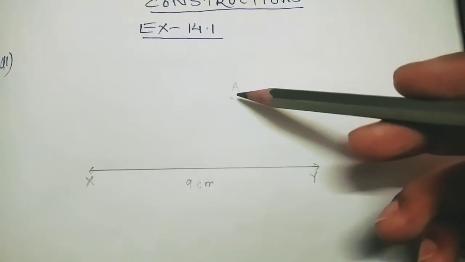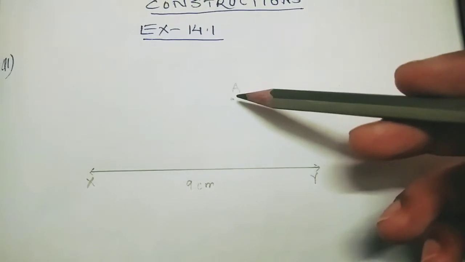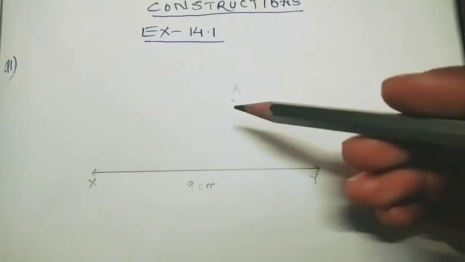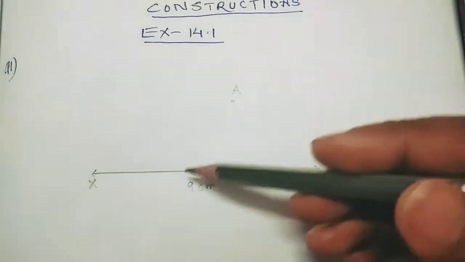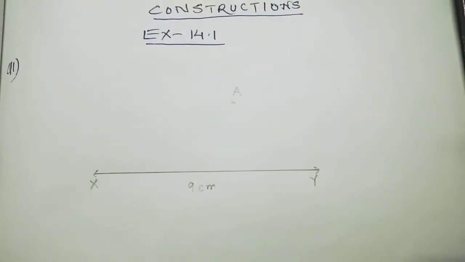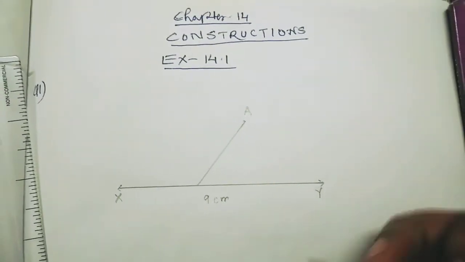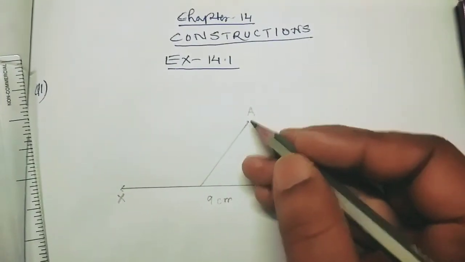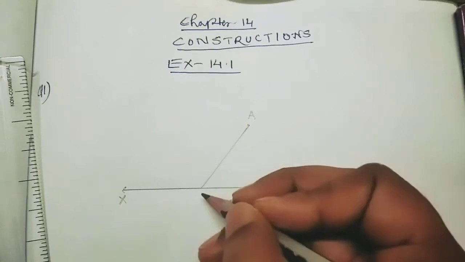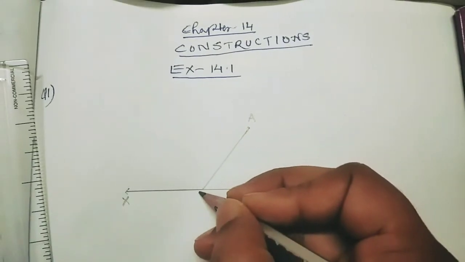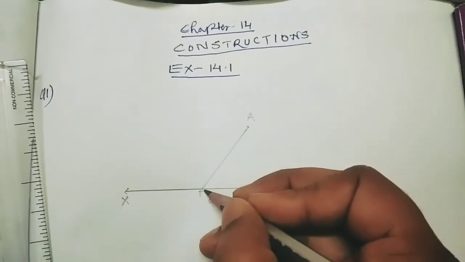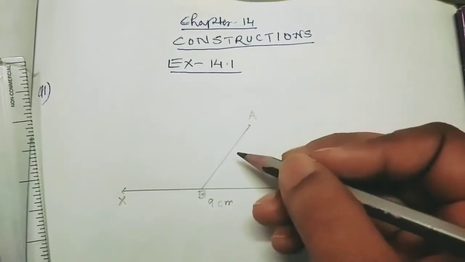So from here I will draw one line. I will join A to anywhere on XY, here or here, you can join anywhere. This is our first step. So we have drawn one line from A. Suppose this point is B. Take this point B.